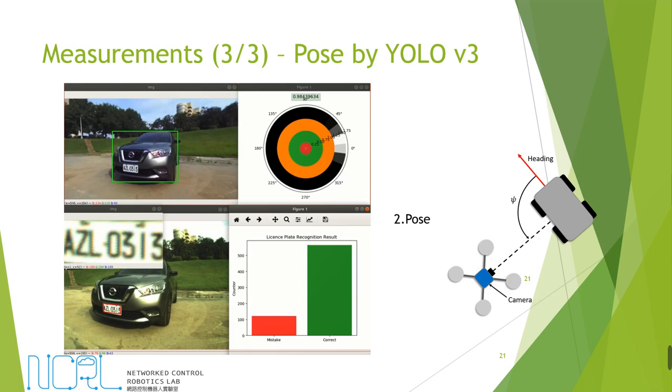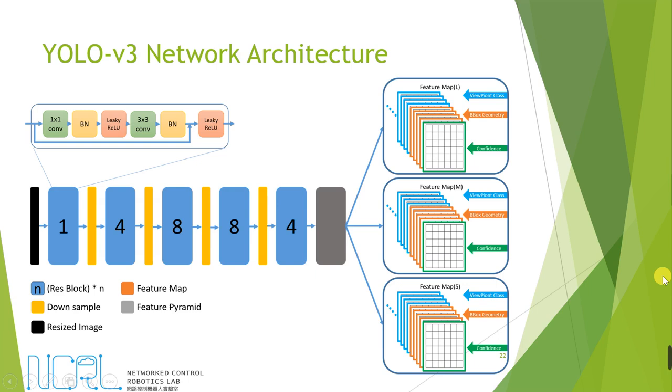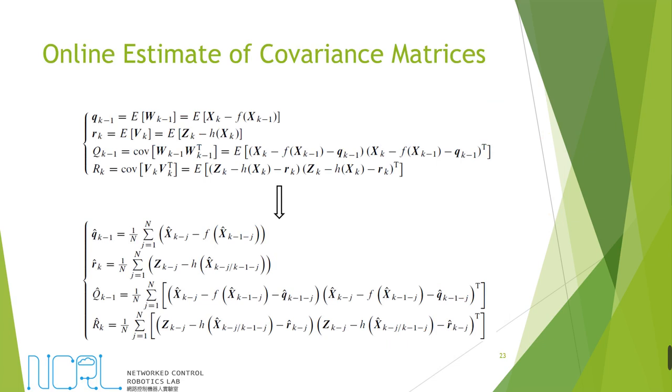Back to the neural network, this is the network we designed and trained to generate pose and bounding box. Given the dynamics and the measurement, we can do the UKF. But one more thing we need to mention is that we need to do online estimation of the covariance matrix, because the process noise and the measurement noise are pretty significant. If we just fine tune by hand, the UKF might not converge. So we do the online estimation, which saves us some time on fine tuning.